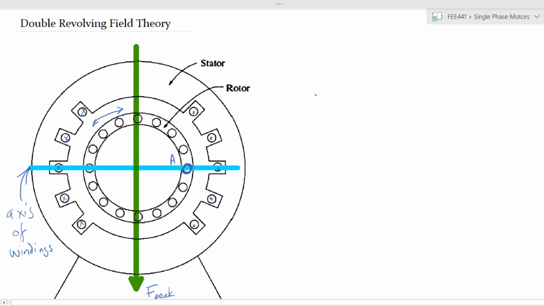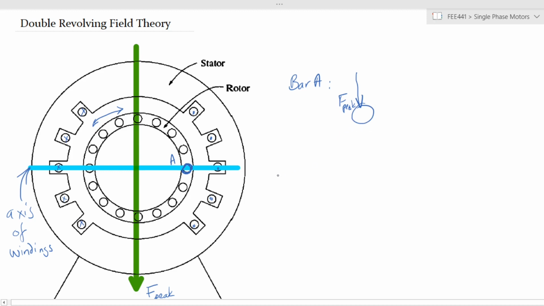The forces acting on bar A will be looking in this direction. Now we have F peak. Yeah, let's call this F peak. Right? That is the resultant. That is what we have called our resultant force, due to the magnetic field within the stator.